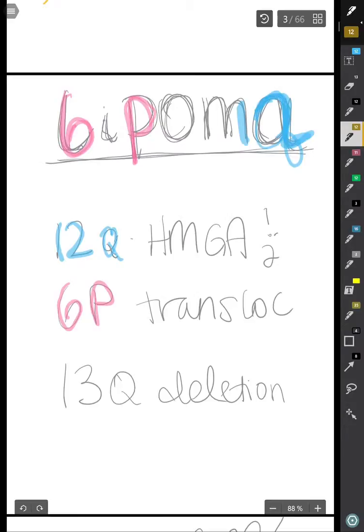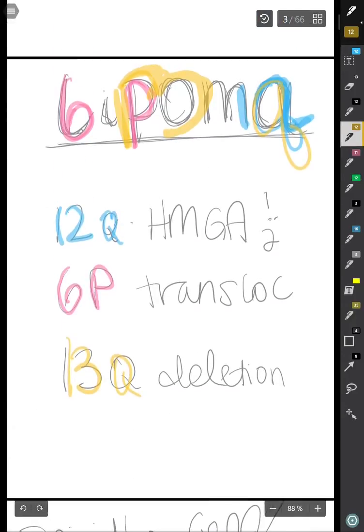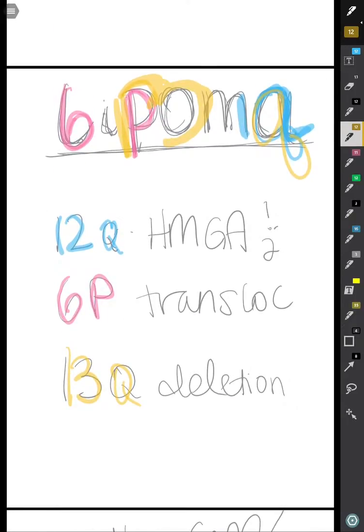is 13. So that's a 3 and a 1 right there. So that's 13. And again, we get into your Q over there. And that's a deletion. Okay, so that was lipoma. This is the most common fatty tumor. Overall, it's the most common soft tissue benign tumor. So that's just some high yield stuff to know.